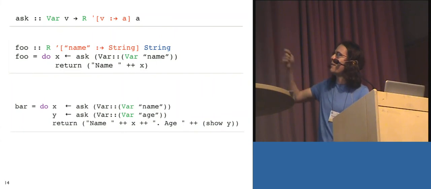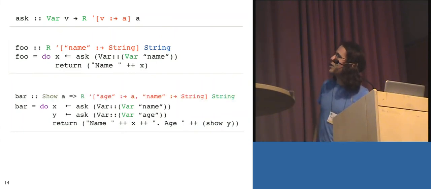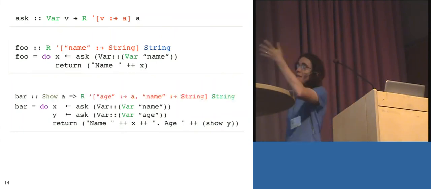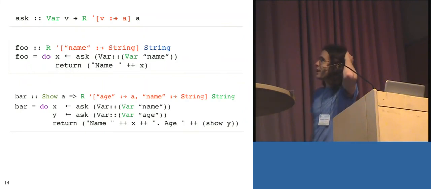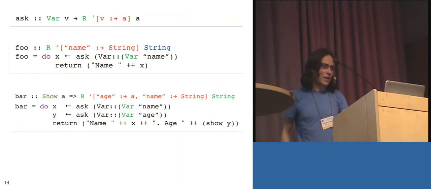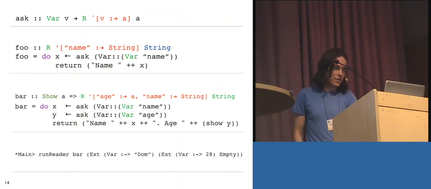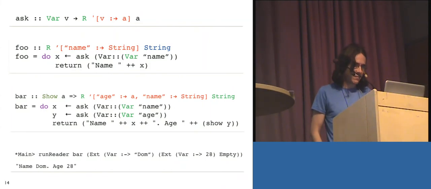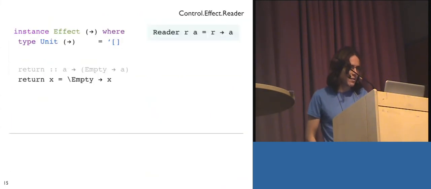So let's do something with a couple more variables. I'm going to ask for the name, and then I'm going to ask for the age, and show this, and this gives us, this is actually inferred as well, GHC can infer this, which is nice, and it tells us what our reader effects are. And then I can run this with some piece of data.